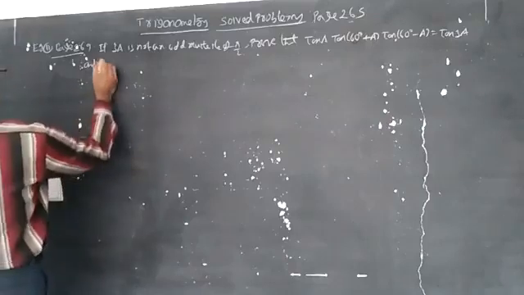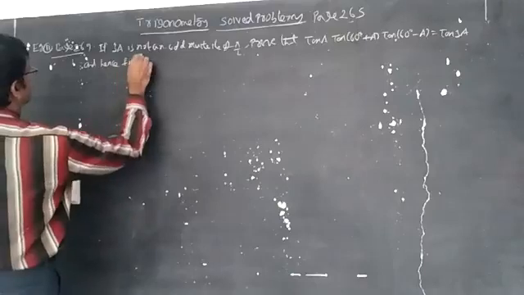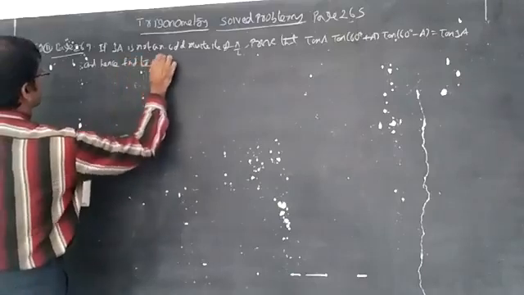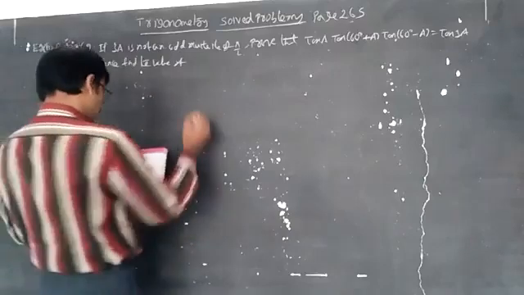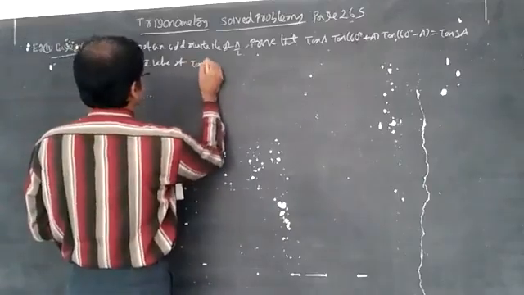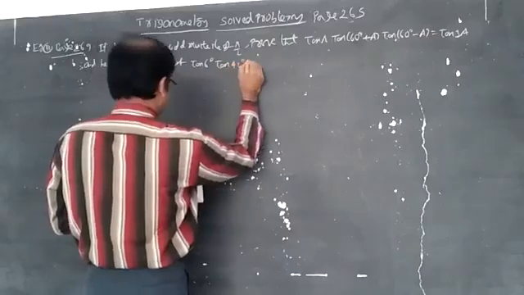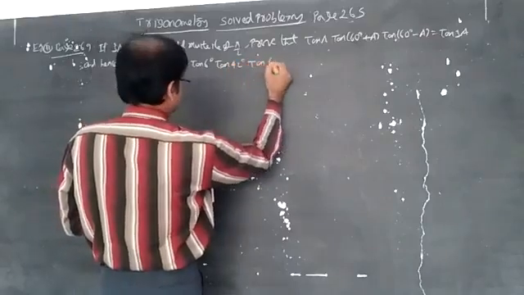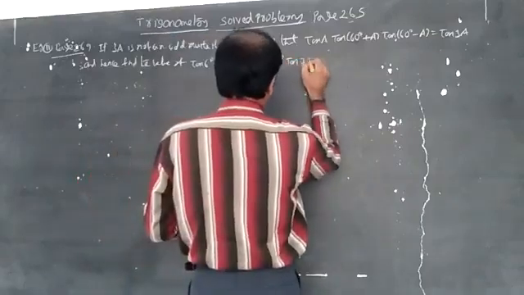and hence find the value of tan 6 degrees into tan 42 into tan 66 into tan 78.